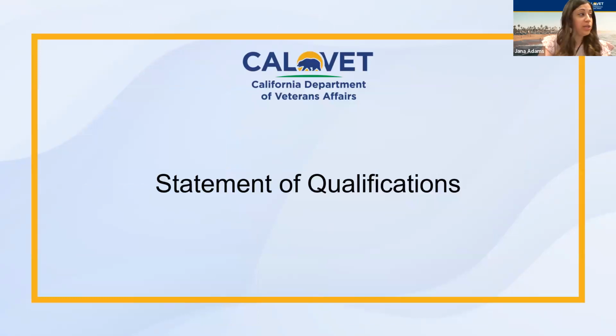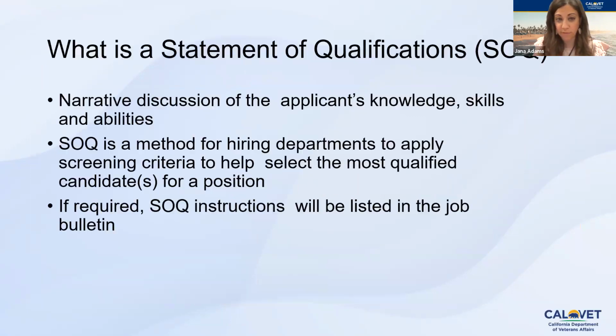Usually when you apply for job positions with the state, they're asking for something called a statement of qualifications. Basically this is just an extra narrative. It's usually asking you questions about what you've done in the past and how it can relate to the job you're applying for. The reason we put this in this presentation is because if you don't fill this out, your application doesn't get looked at.